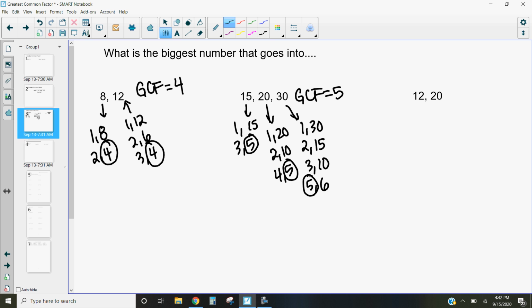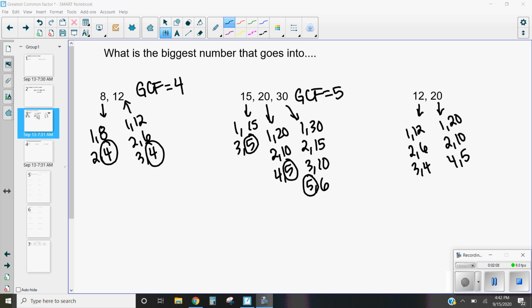Now with 12 and 20, same sort of thing. I can evaluate those. So what I want you to do is take a second, pause the video, figure out what the greatest common factor of those two things are. Write out all the factors, circle the one that's the biggest. Then unpause the video when you've got it.